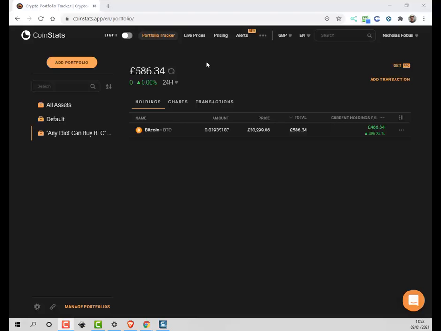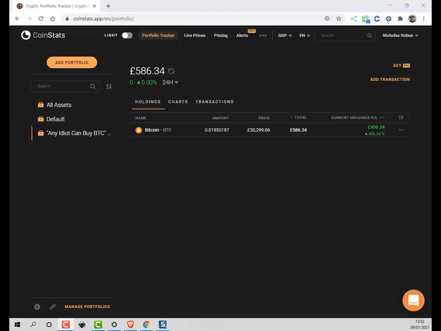So let's say that person decided to give up smoking New Year's Eve last year, and they were spending 25 quid a week on fags, and they decided they were going to quit smoking and use that £25 a week to invest in Bitcoin instead. This is something that we can set up in the CoinStats portfolio tracker.